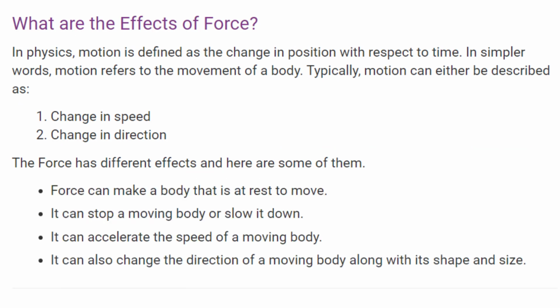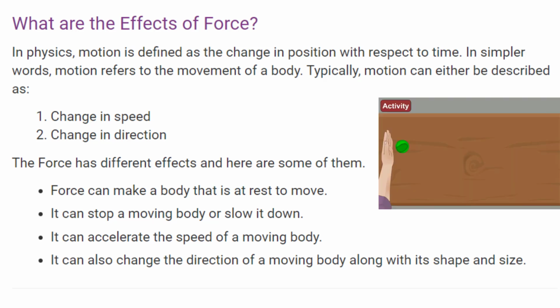In physics, motion is defined as the change in position with respect to time. In simpler words, motion refers to the movement of a body. Typically, motion can be described as either 1. Change in speed, or 2. Change in direction.